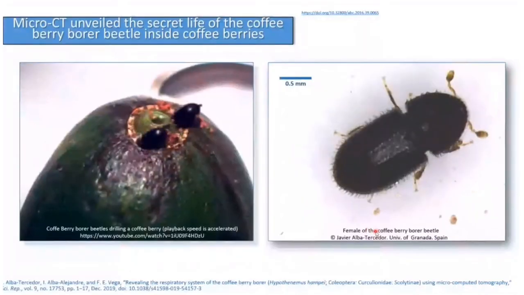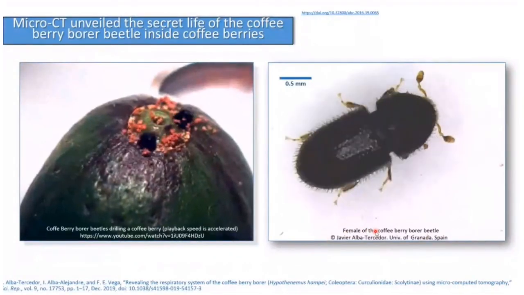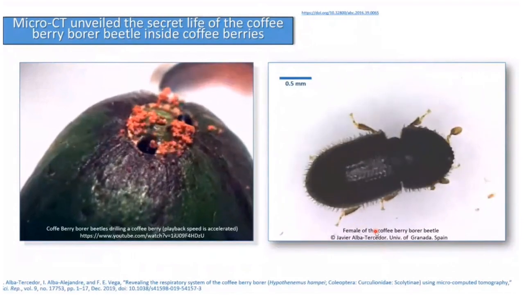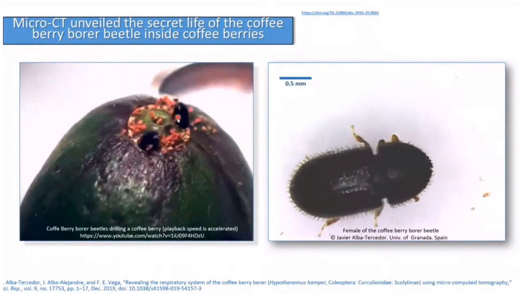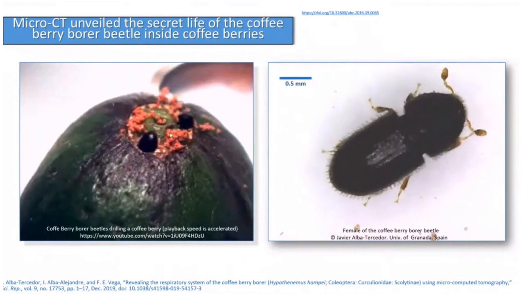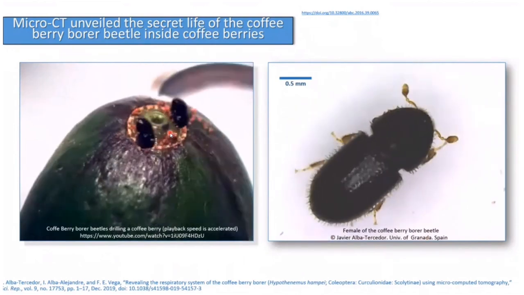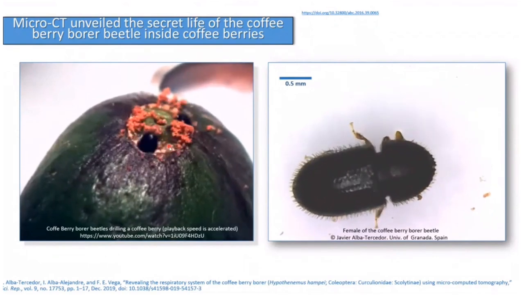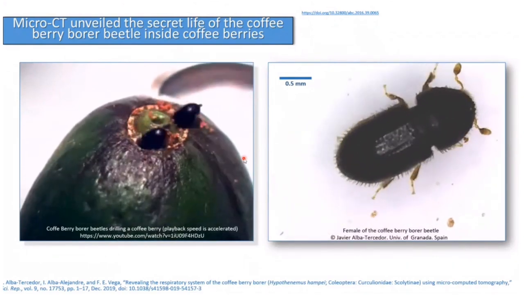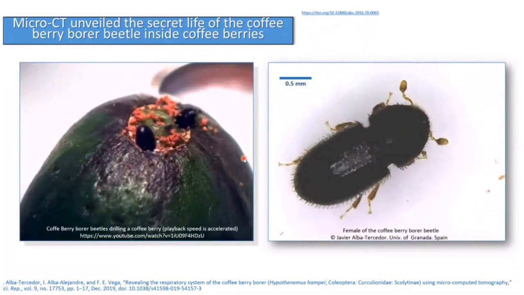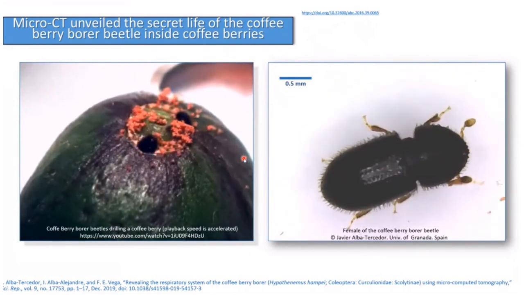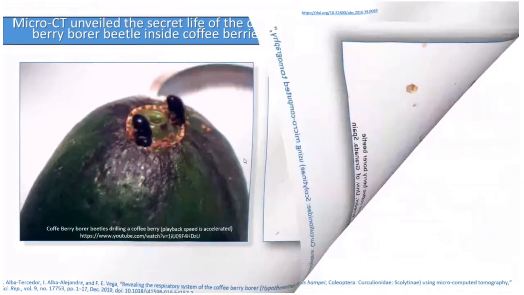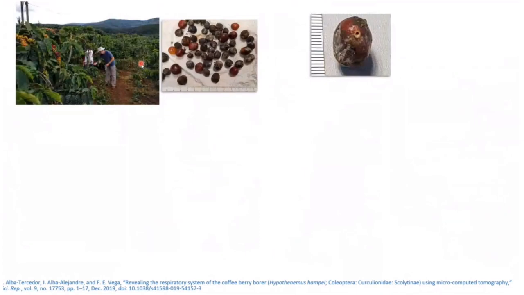Another example of how to unveil a secret is the secret life of the coffee berry borer. It's a very tiny beetle that causes damage in coffee plantations all over the world, and drills a tunnel. So how they live inside the coffee berries was really unknown. We had the opportunity to travel to Vietnam. This is a coffee plantation.